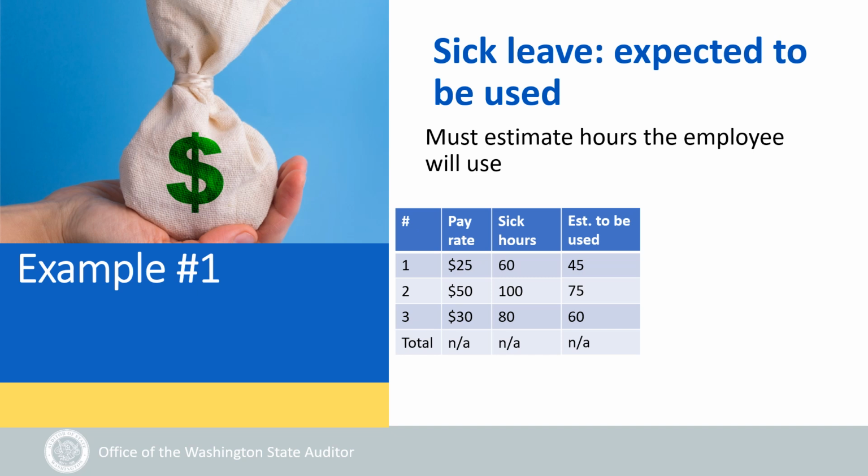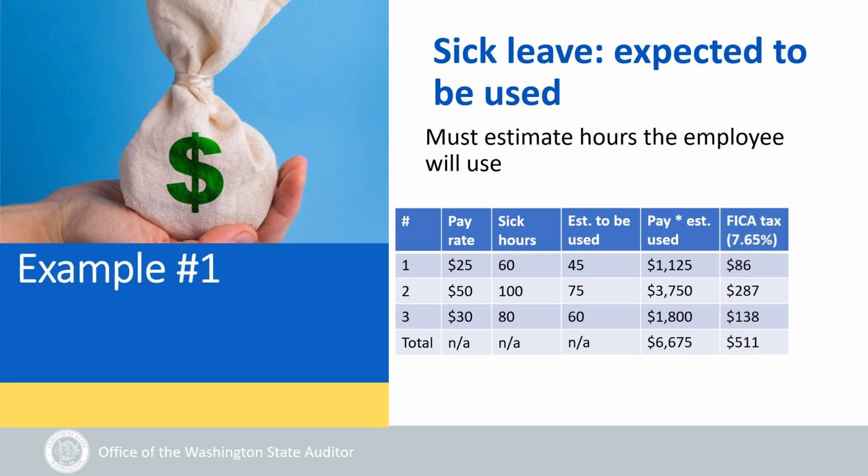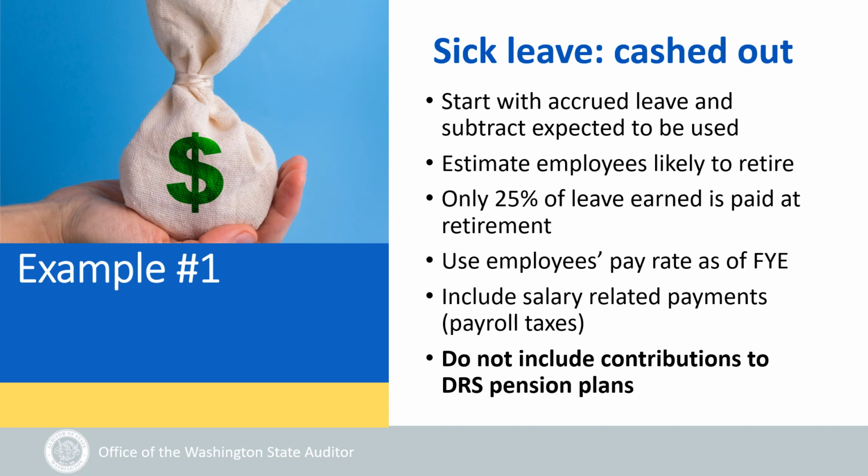Next, we take the hours estimated to be used and multiply it by the pay rate. Add salary related payments and you get your total. So for sick leave expected to be used, we have $7,186. We aren't done yet, because there's a possibility some of our employees will also cash out their leave when they retire or die. To calculate this portion, we start with total accrued sick leave and subtract out the amount expected to be used, because we already calculated a liability for that.